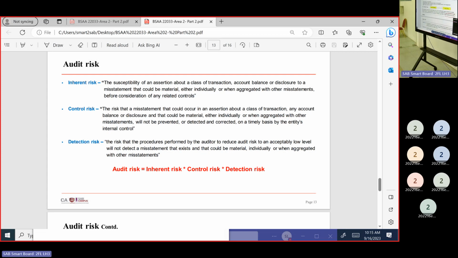Those can happen because of the auditee and the auditor. The auditor also can make mistakes, and the auditee can mislead the auditor. Then we can divide it into 2: detection risk, and for the other two together we can use the combined term, risk of material misstatement. For inherent risk plus control risk, we can take the combined risk of material misstatement. These 2 are from the client side, inherent risk and control risk.